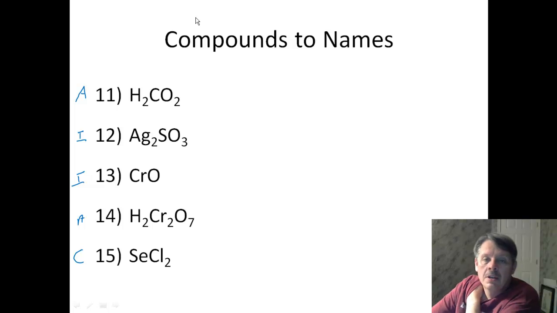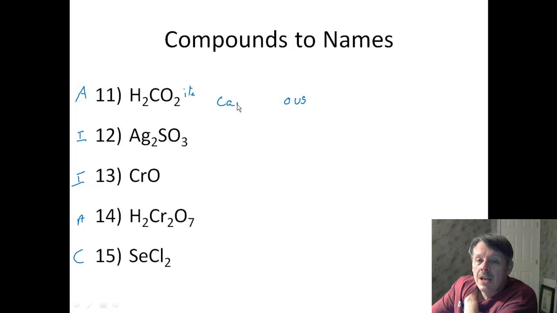All right, so let's look at our first one. CO3 is carbonate, so this is carbonite. This is hydrogen carbonite. So carbonite means we have an OUS acid. So this is carbonous acid.